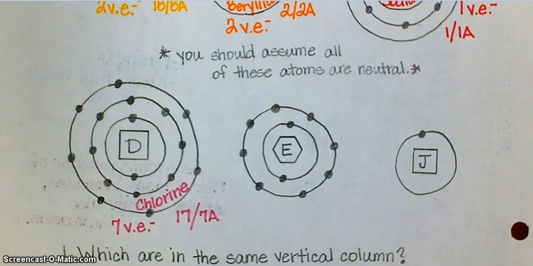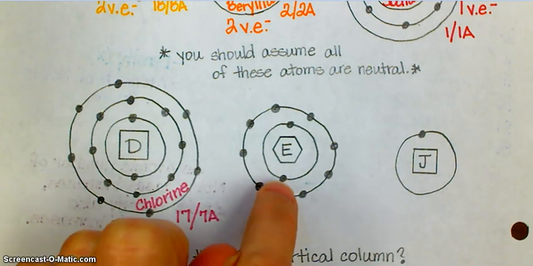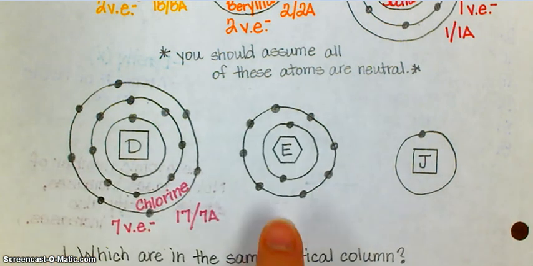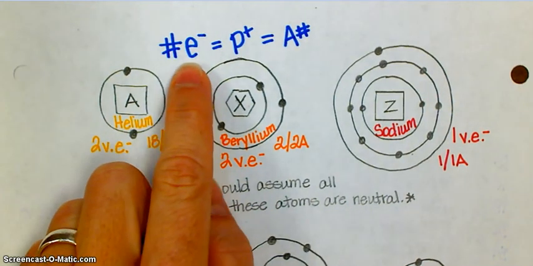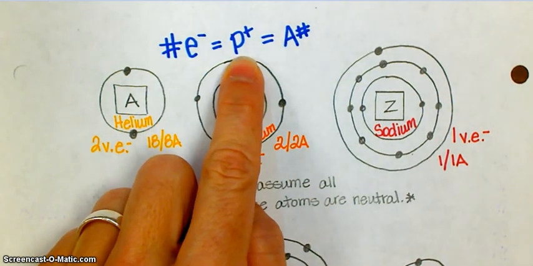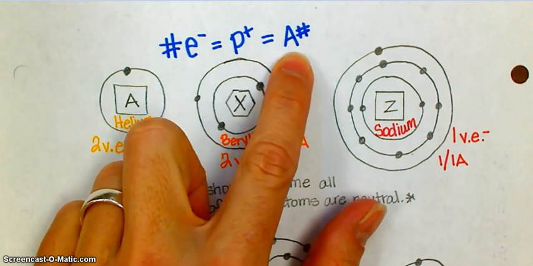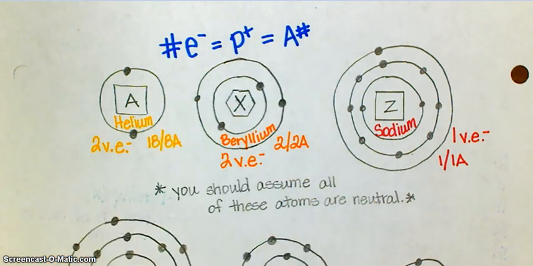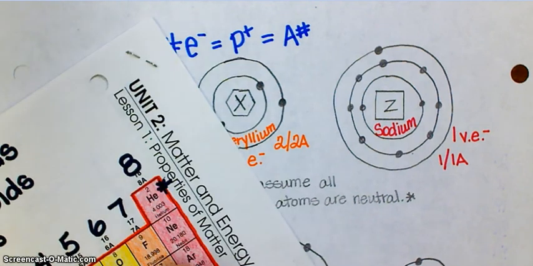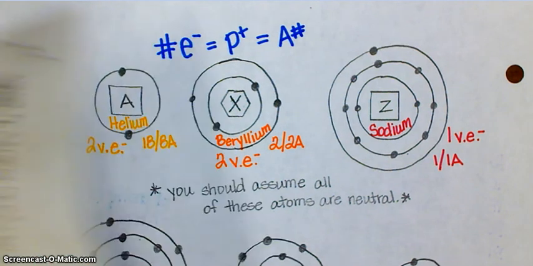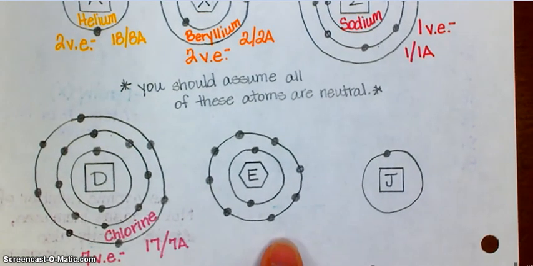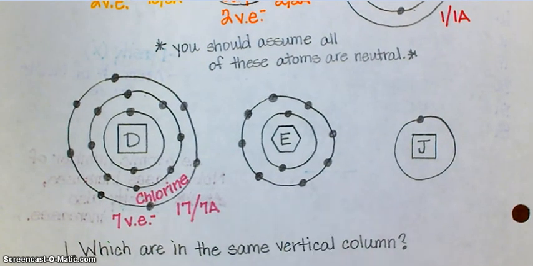We need to count the total number of electrons because we're going to backtrack from that. 1, 2, 3, 4, 5, 6, 7, 8, 9, 10. There are 10 total electrons. If the atom is neutral and we've got 10 electrons, then we know we also have 10 protons, and we know that the atomic number is 10. If the atomic number is 10, then we go to the periodic table and figure out which element has an atomic number of 10, and that is neon. So model E is neon.